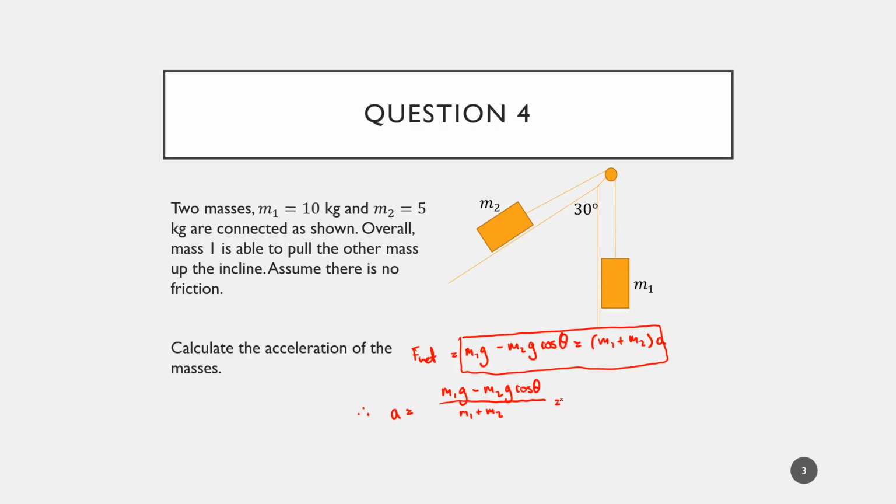Putting our values in, m1 is 10, g is 9.8, minus m2, which is 5, times g 9.8 cos angle, which is 30 degrees, and all of that is over the combined mass, which is 15. Okay, pop that into your calculator, make sure your calculator's in degrees mode, and you get 3.7 meters per second squared.